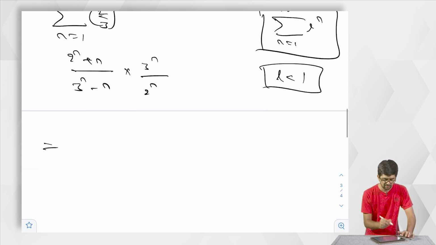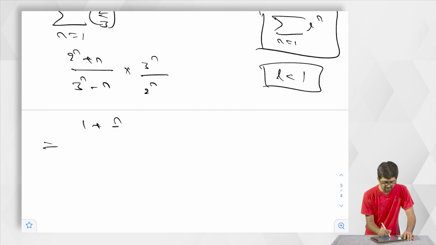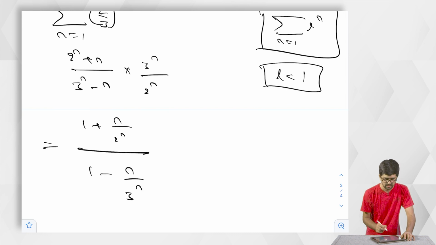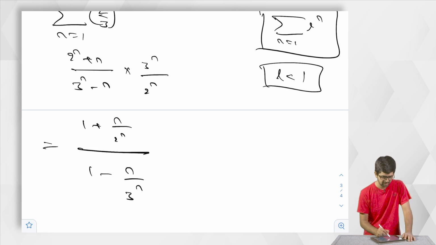So now what I have is 1 plus n by 2 power n, divided by 1 minus n by 3 power n. Now what? You should have done this example before. This sequence goes to 0.